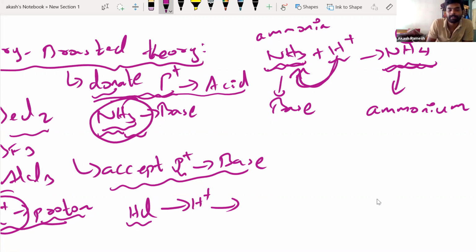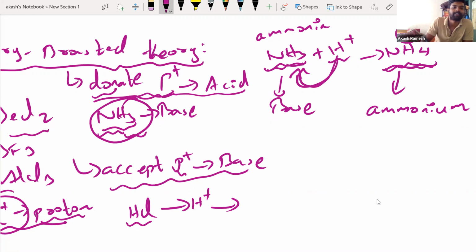So for the sake of competitive exams, say Olympiads or any other kind of exam you want to write, all these things are very, very important. Lowry-Bronsted theory, and the Arrhenius series is one more which is going to come. All these are pretty important. But for your school level, only the first one, that is the Arrhenius concept, is enough.